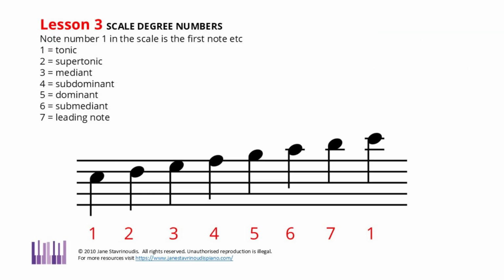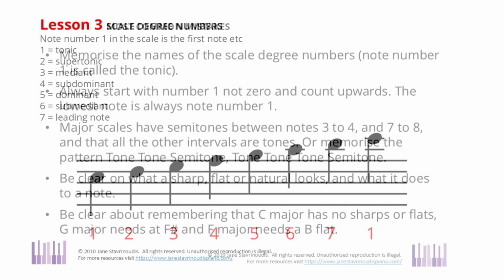Each note in the scale has a special name. The first note is called the tonic, and the last note in a scale is also called the tonic because it has the same letter name as the first note. The second note is the supertonic, the third is the mediant, the fourth is the subdominant, the fifth is the dominant, the sixth is the submediant, and the seventh is the leading note. You will need to memorize these names.